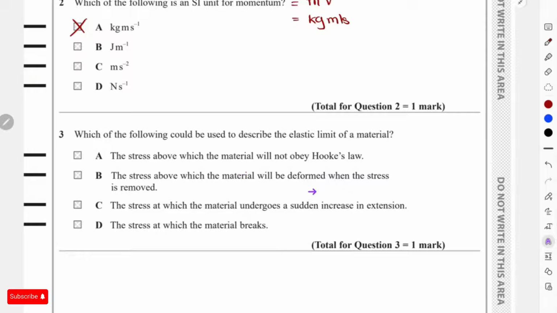For limit of proportionality, your answer should be that up to this point, force is proportional to extension, right? So this could be the possible answer for limit of proportionality, and also the definition for force being directly proportional to extension. So the correct answer should be option B.